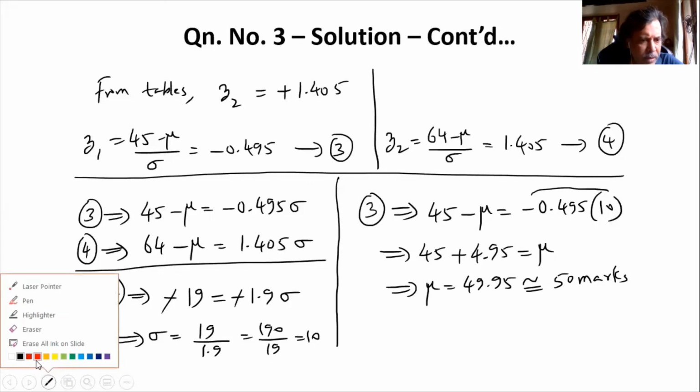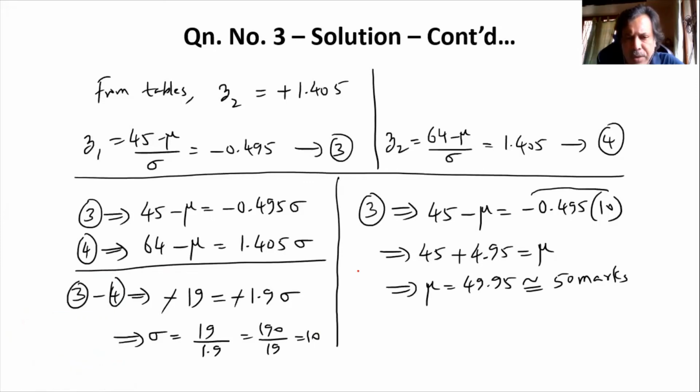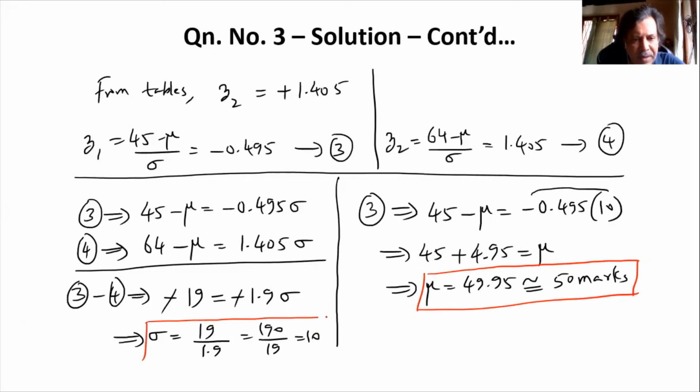So we have the solution now. The question is to find out what will be the value of mu and what will be the value of standard deviation. So mu is 50 marks, standard deviation is 10 marks. So that is the solution for this problem.